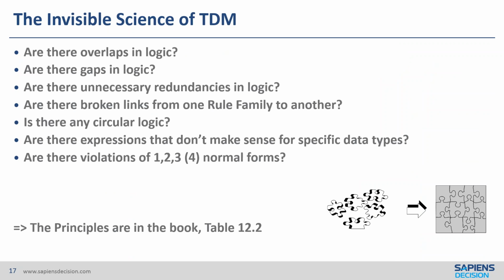Are there overlaps in the logic? Are there gaps? I'm talking about in one rule family or an entire decision model of maybe, let's say, 50 rule families. Are there any gaps? Are there unnecessary redundancies? Are there broken links from one rule family to another? Is there circular logic? Are there expressions that don't make sense for a specific data type, and does it violate any normal forms? So all of these principles are in our book in table 12.2, and we have had only a few minor additions to individual principles. We have had no new principles.